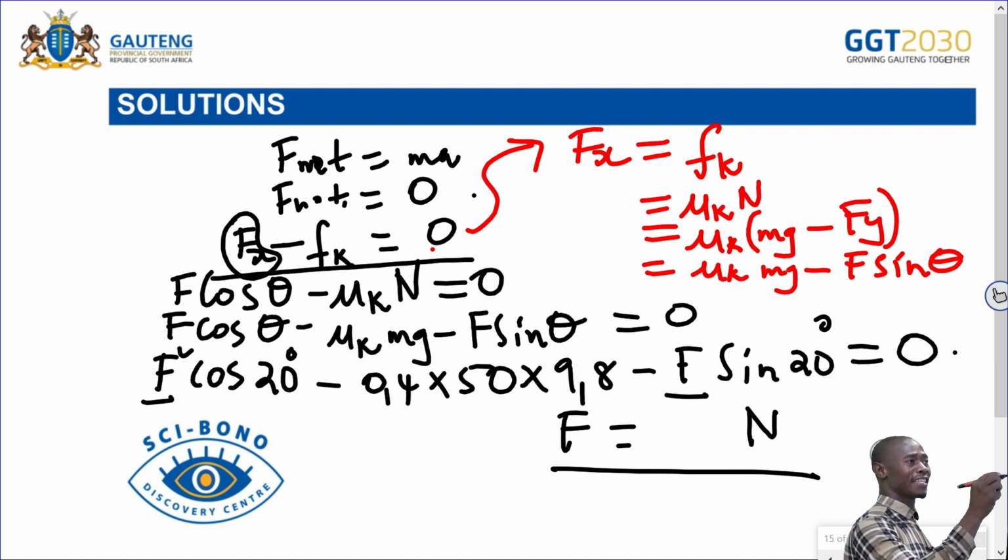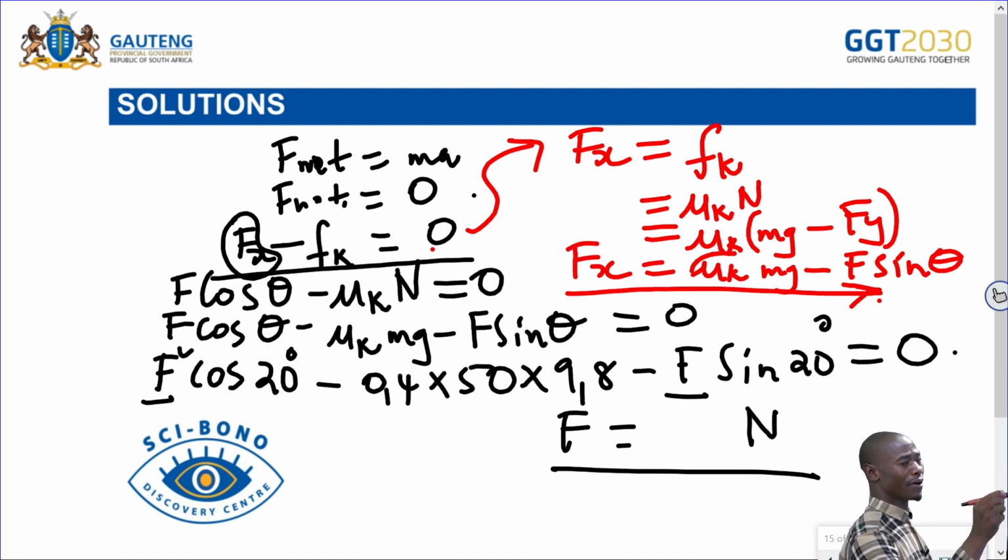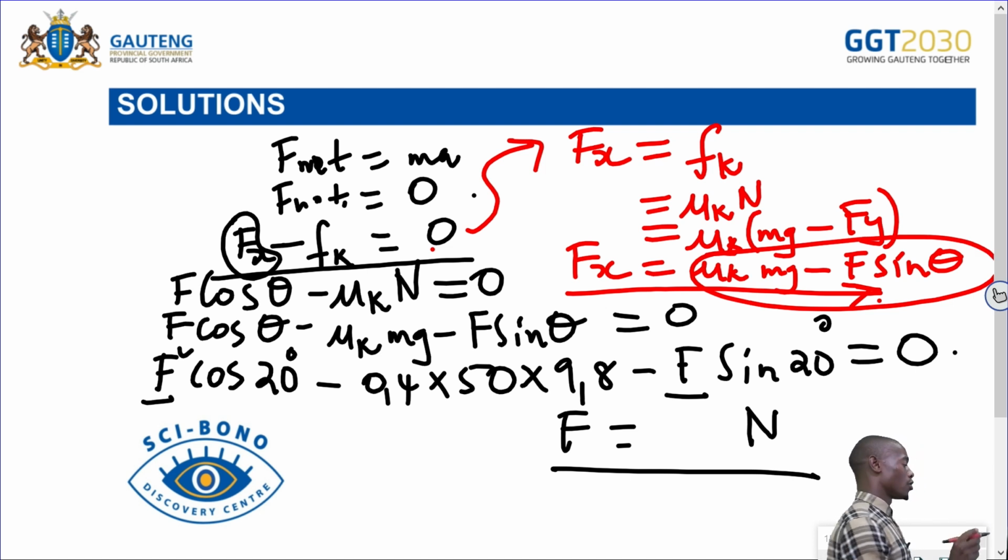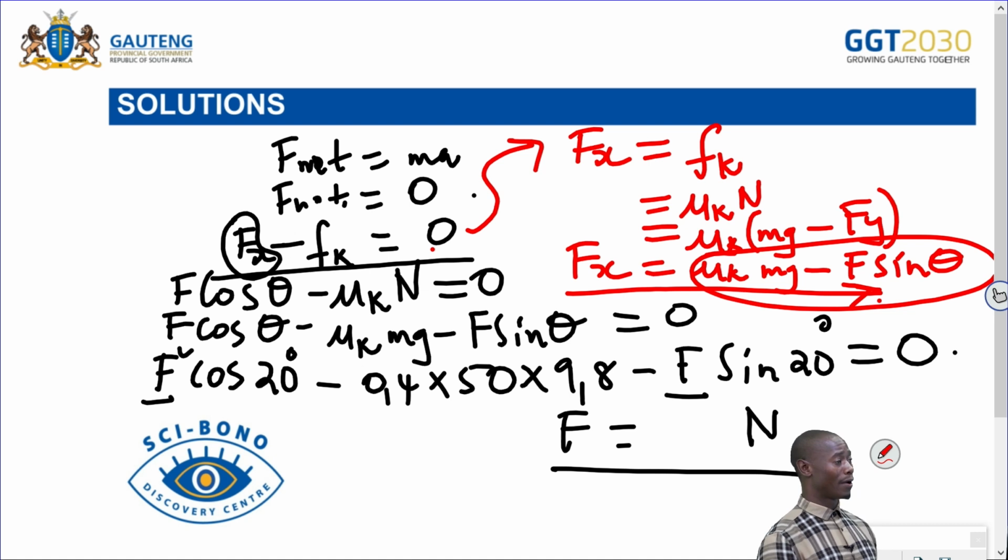So I think it's the same thing, because that is your Fx, which means that where there is your Fx, you can substitute by what? Where there is Fx, you can substitute by mu k mg minus F sine theta. So this is what you can do here.